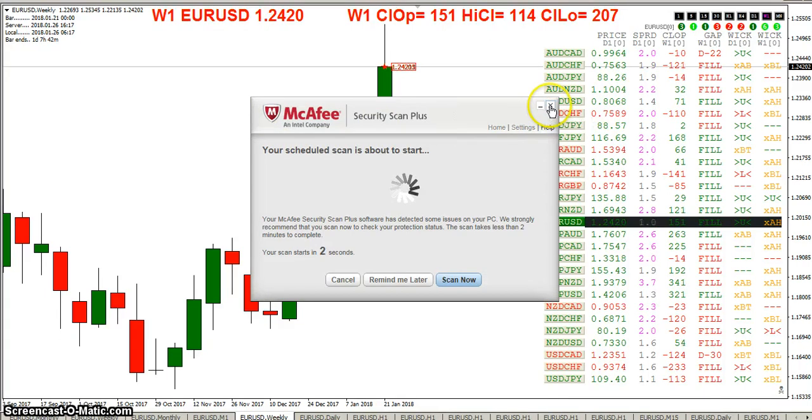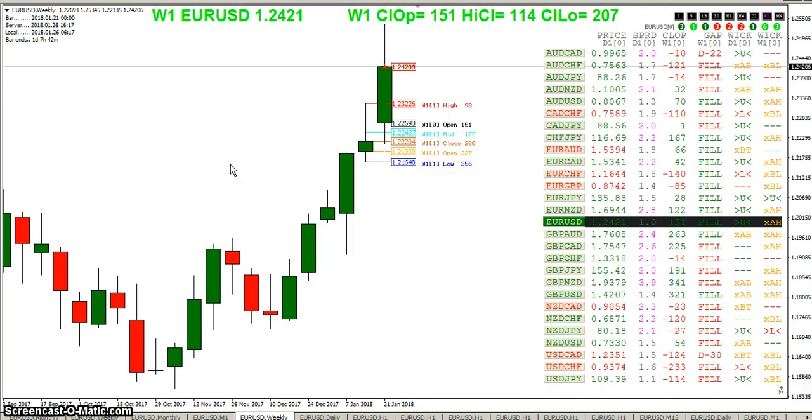What? Scan? What the heck is that? That was weird. Why would it do that this time of day? It should do that in the morning, like 2 o'clock in the morning. Anyway, interruptions.